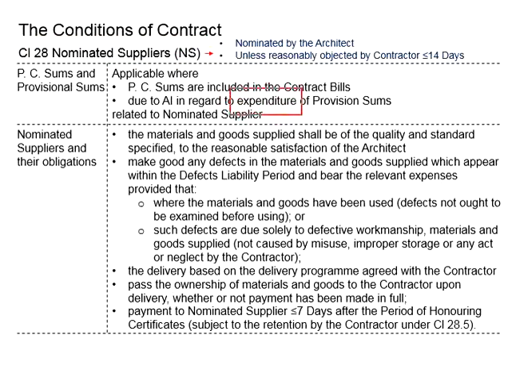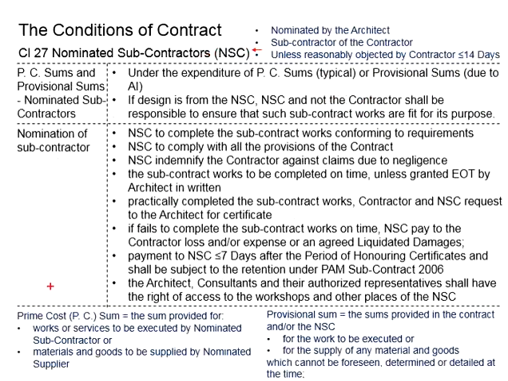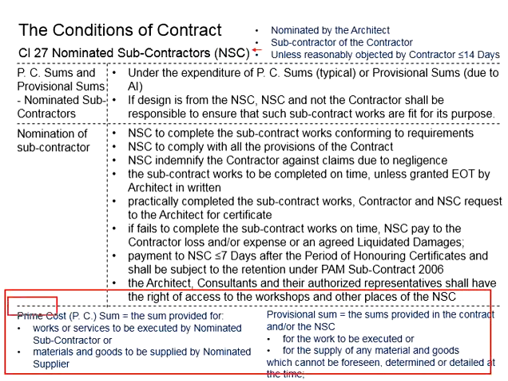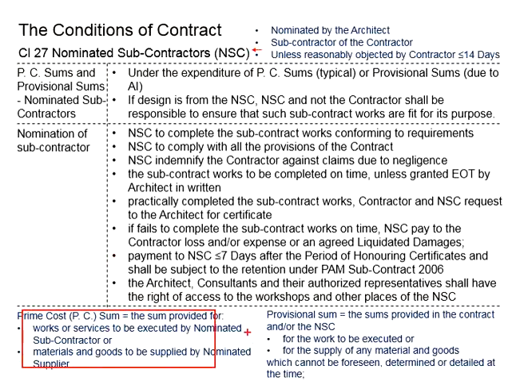The relevant expenditure shall be categorized under the prime cost sum and also the provisional sum. It is typically under the prime cost sum. In the case that there are architect instructions, then it will be regarded as the provisional sum. We have discussed the differences between the prime cost sum and the provisional sum when we talked about the nominated subcontractor in clause 27. For more details, you may refer to the relevant videos.